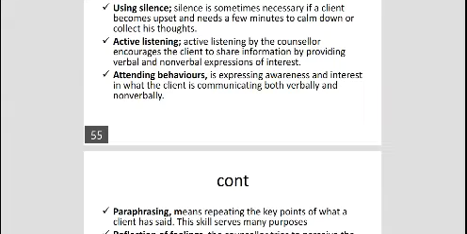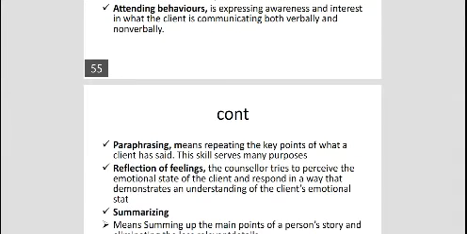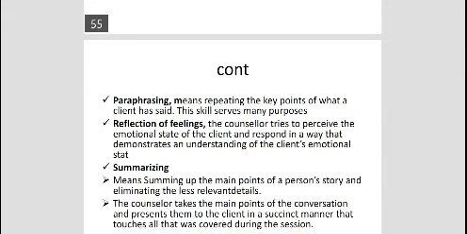Next technique is attending behaviors. This is expressing awareness and interest in what the client is communicating both verbally and non-verbally. I think this is common. Everyone understands the concept. There is paraphrasing. Paraphrasing means repeating the key point of what a client has said. This skill serves many purposes.